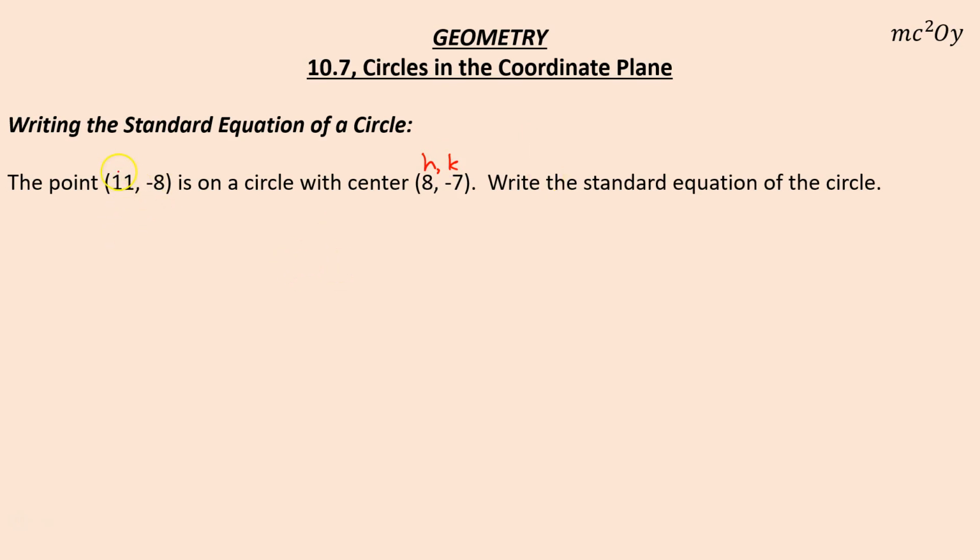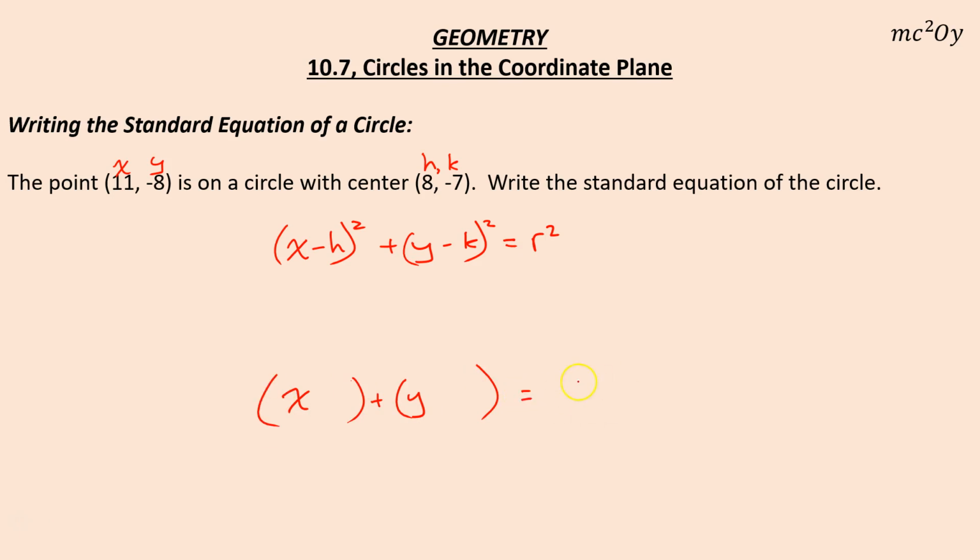Well, we don't know r squared. The only other thing they tell us is an x, y value. So what we do know is if we use the equation (x - h)² + (y - k)² = r², our final equation has to have x in it, and it has to have y in it. But we need to know the radius.